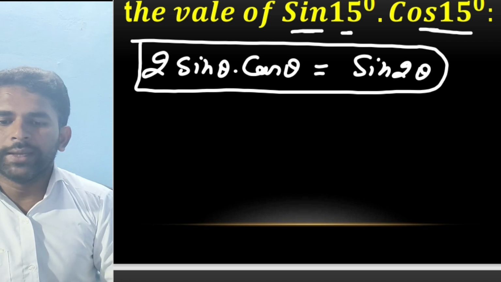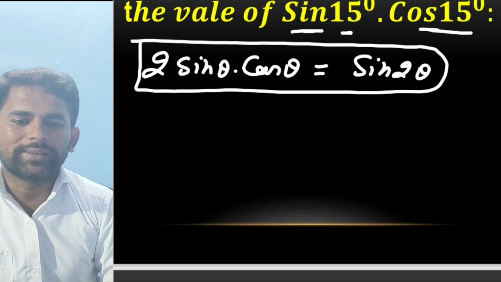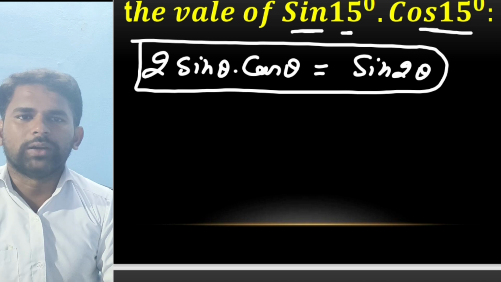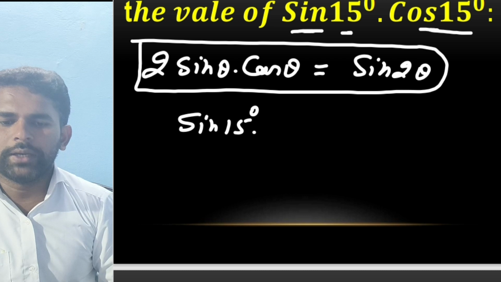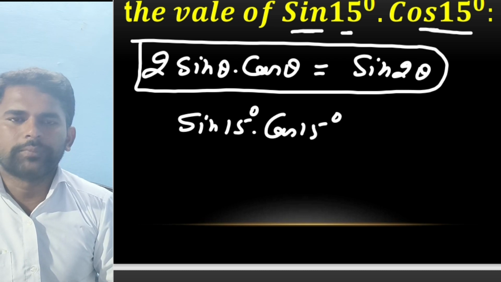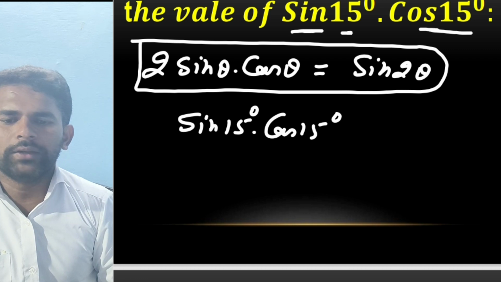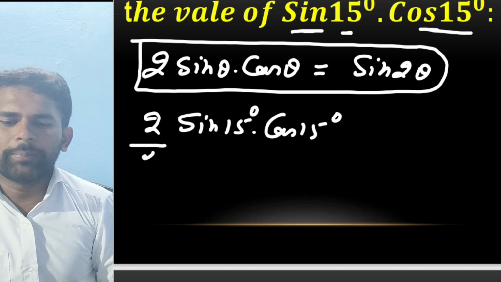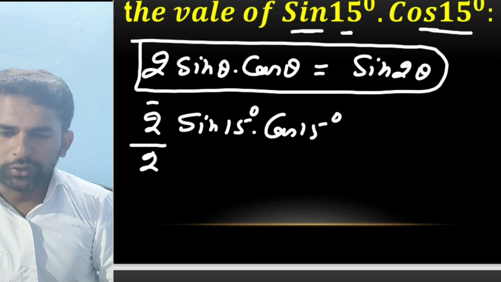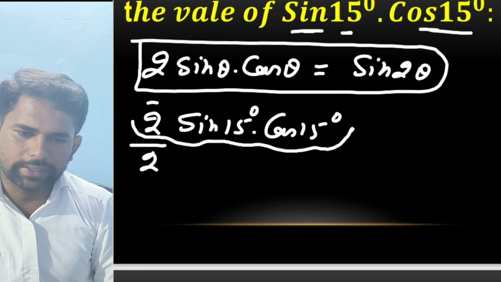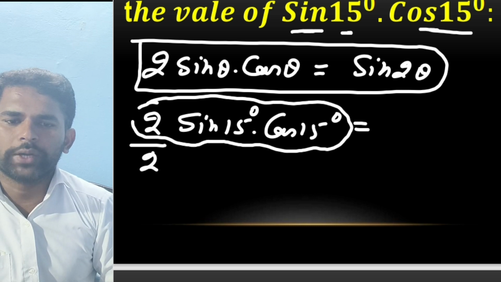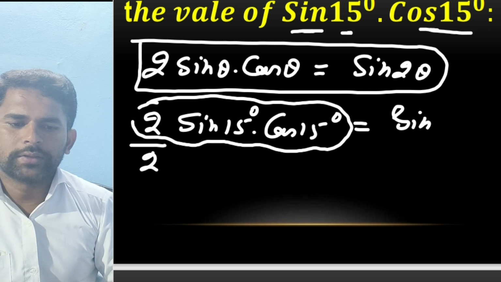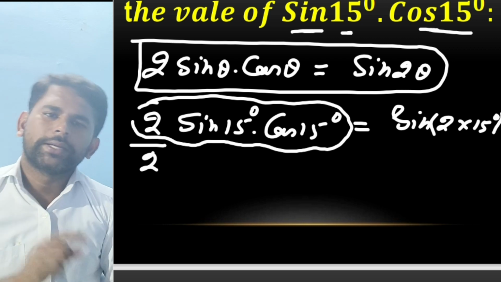But what is the problem? Here we have 2, here we do not have 2. So we can change this arrangement. Now I am writing sine 15 degree into cos 15 degree. How can we make it just like that? What will we do? Multiply by 2 and divide by 2. So this complete expression will change according to the formula. We can write sine 2 into 15 degree. Am I right? Any doubt?